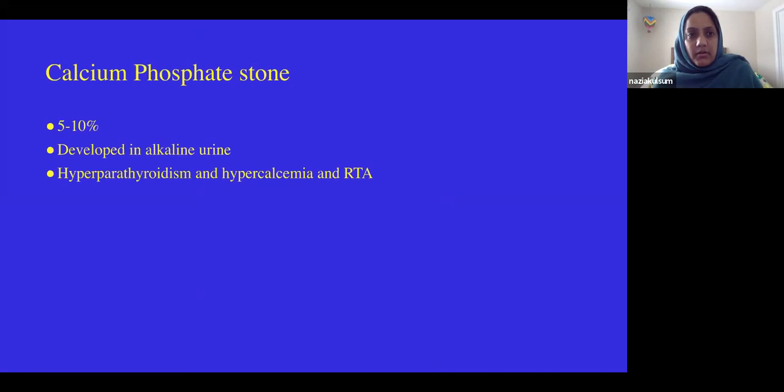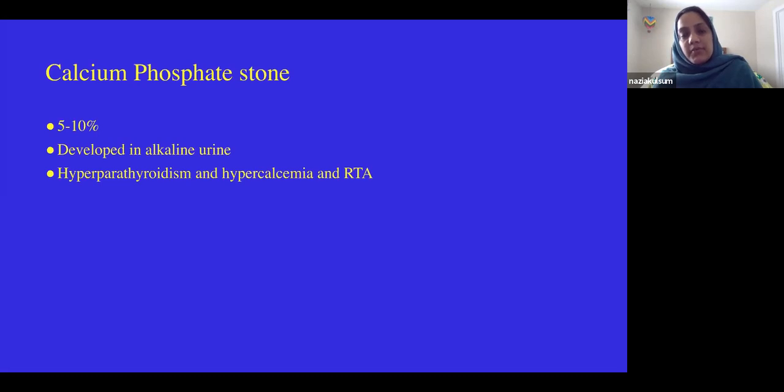So, calcium phosphate stones, again, these are stones that precipitate in alkaline urine, unlike calcium oxalate, which is acidic urine. The condition is, again, if you have hypercalciuria or you have hyperparathyroidism causing hypercalciuria, then you can precipitate calcium phosphate stones. Pure calcium phosphate stones are kind of rare. Usually, you will see a mixed stone. You will see calcium oxalate and calcium phosphate stones, like mixed stones.